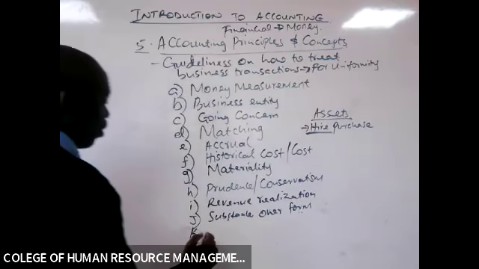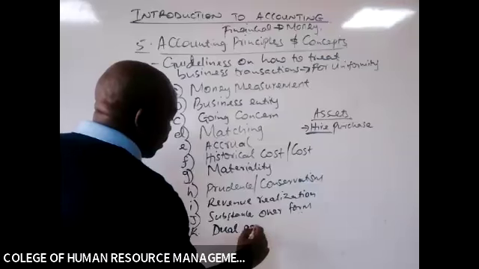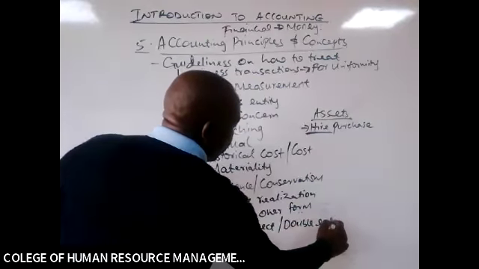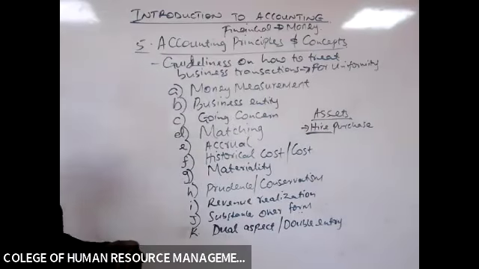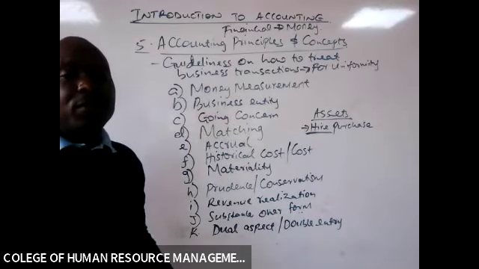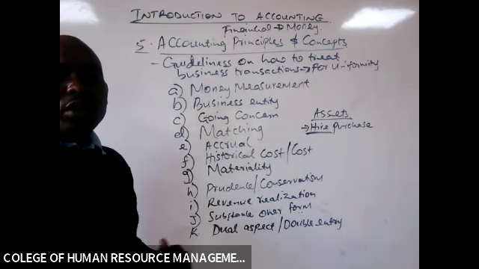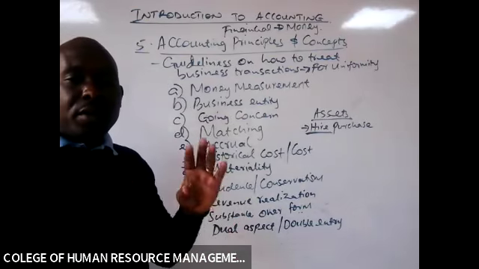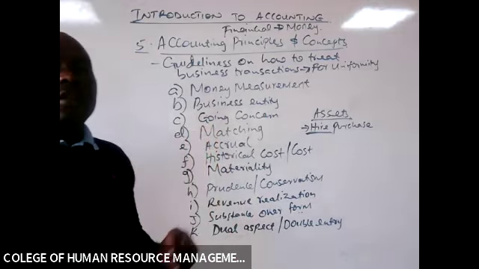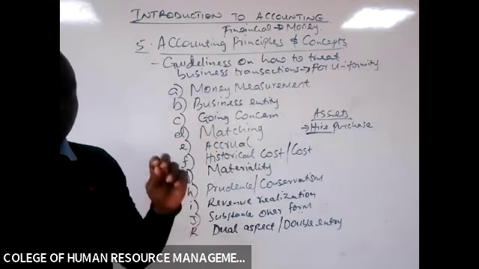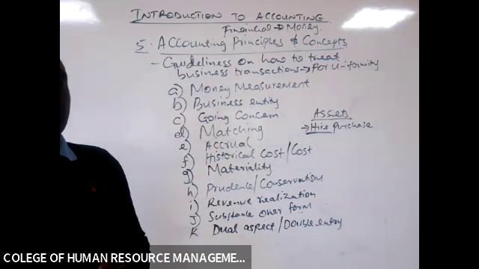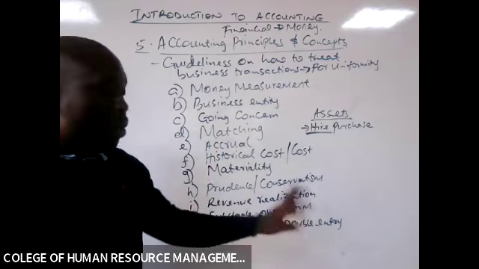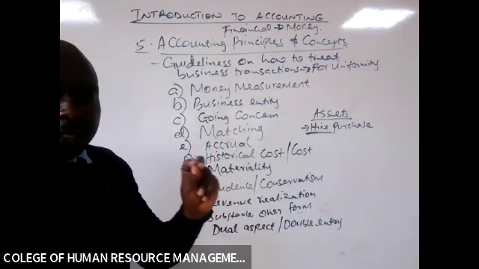It's the last principle. It is known as the dual aspect. Sometimes we call it double entry. The dual aspect or double entry. This concept simply states that for every business transaction that occurs in the business, two accounts are affected. That is why we call it dual or double. Two accounts are affected.